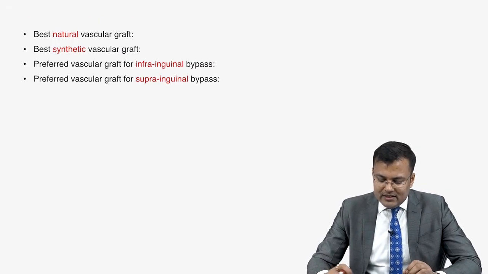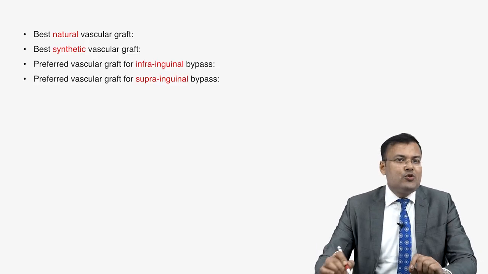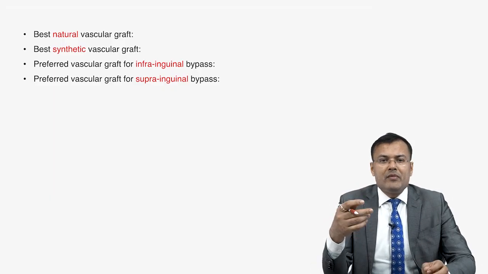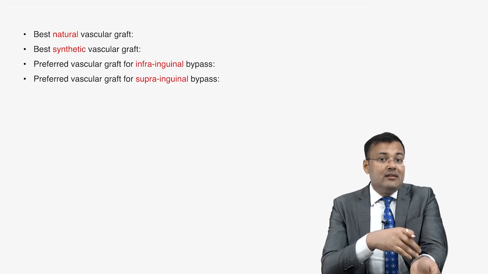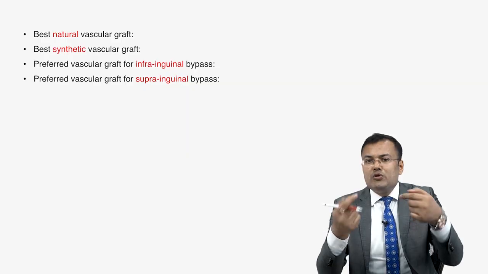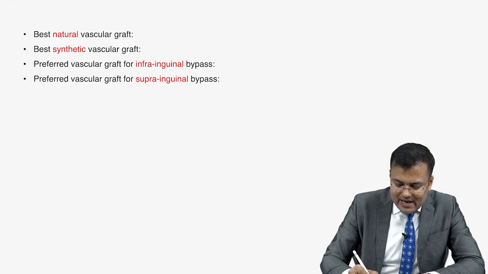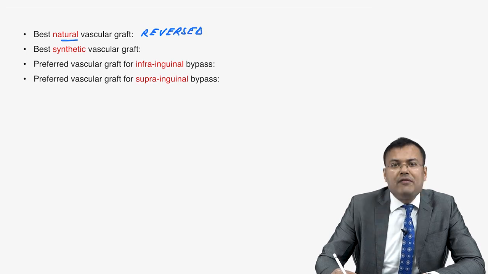So now we are going to discuss the important questions related to graft. First, what is the best natural vascular graft? You know, the longest vein in the body is the long saphenous vein. You reverse it because inside the vein there are valves. So we reverse it, so the outside lumen goes in and the inside lumen goes out. So the best natural vascular graft is the reversed long saphenous vein. You know that. What is the other name of long saphenous vein?